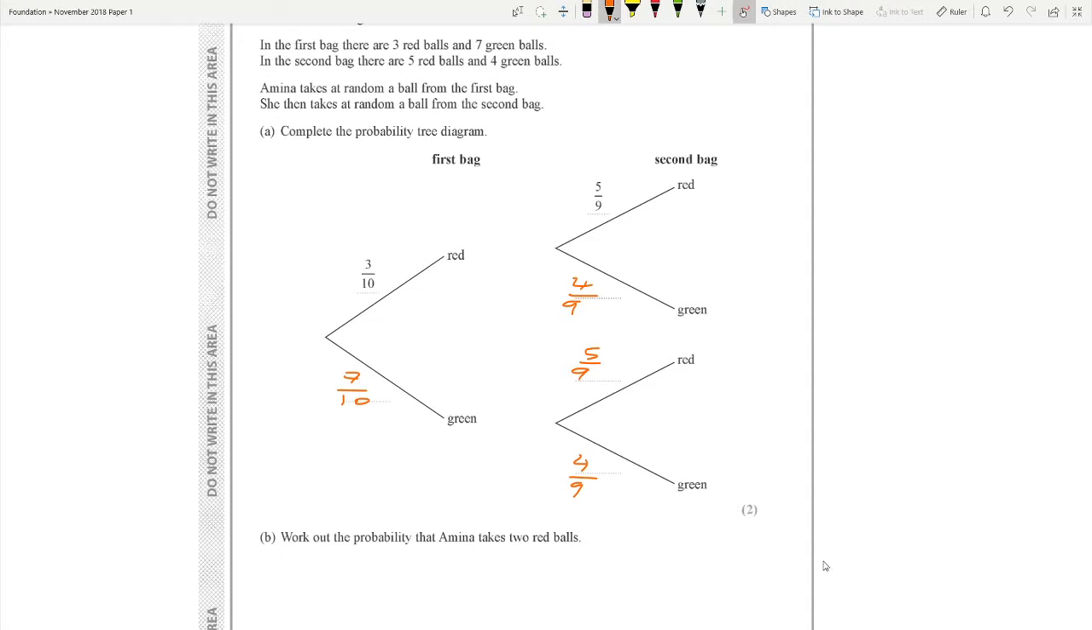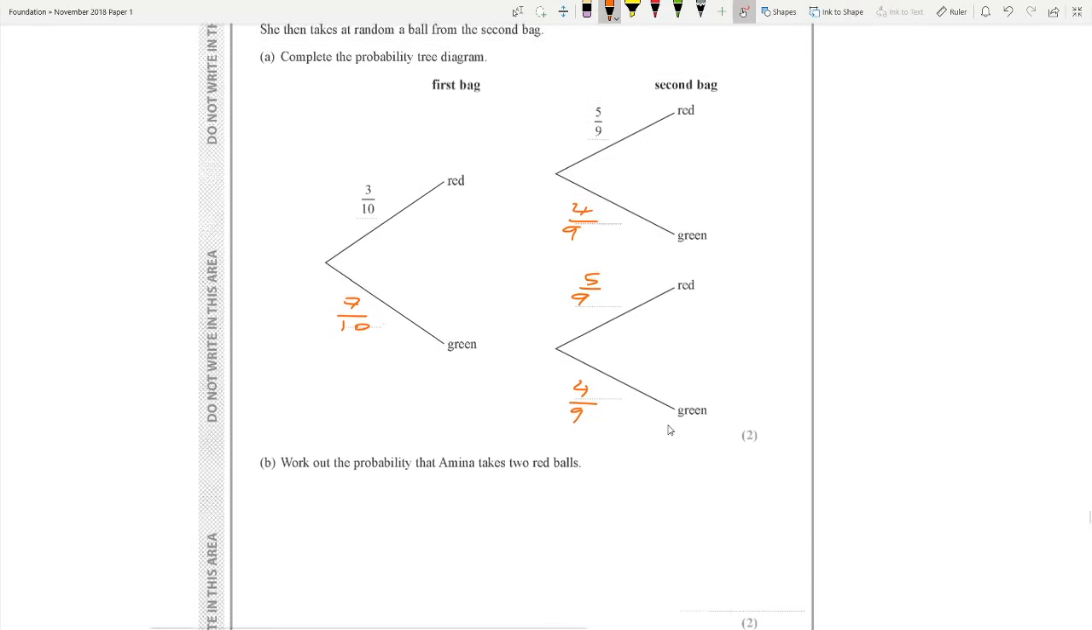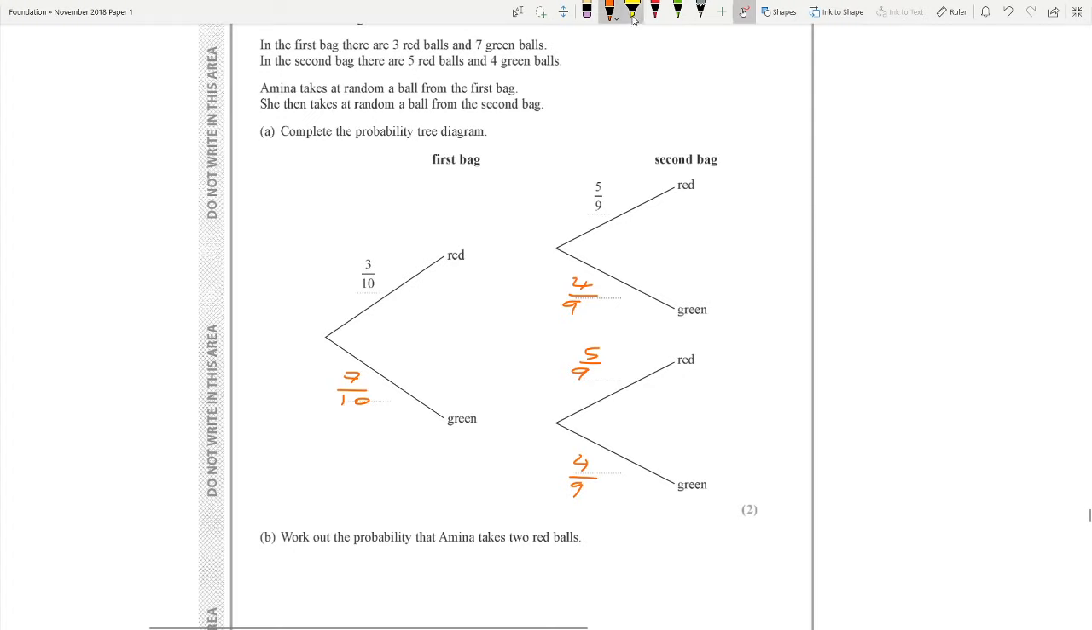Next, it says work out the probability that Amina takes 2 red balls. So using the tree diagram, basically to get a red and a red. Now the main thing, there are 2 rules in probability that you need to remember. One is called the AND rule and the other one is called the OR rule. With the AND rule you have to multiply the 2 probabilities. With the OR rule you have to add.